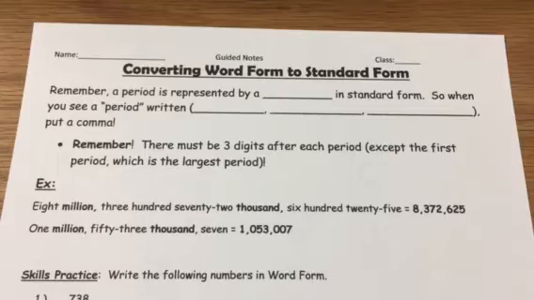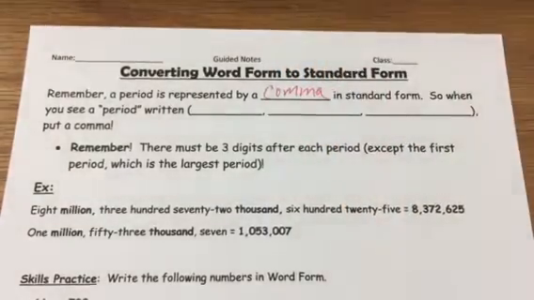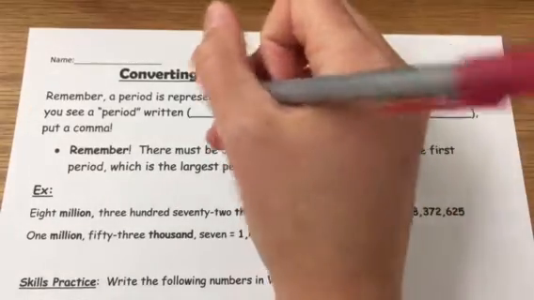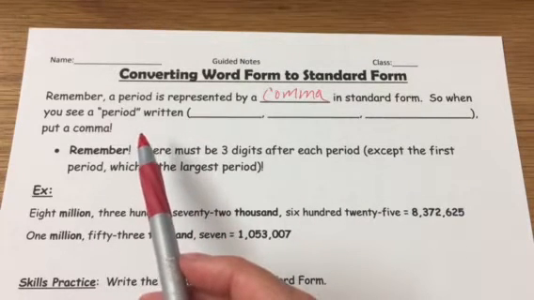So remember, a period is represented by a comma in standard form, and those periods are groupings of 3 digits. So let's go ahead and label the periods that we usually deal with. So we have our ones period, our thousands, our millions, and if we get really big, we have our billions, trillions, so on and so forth. We're going to go ahead and definitely stop in billions.